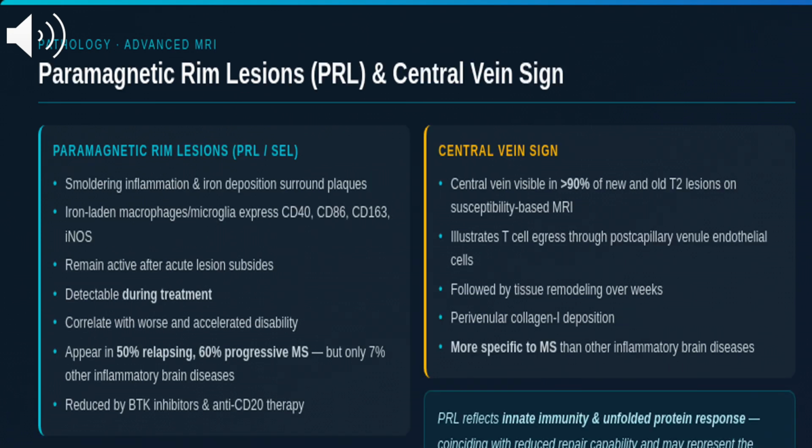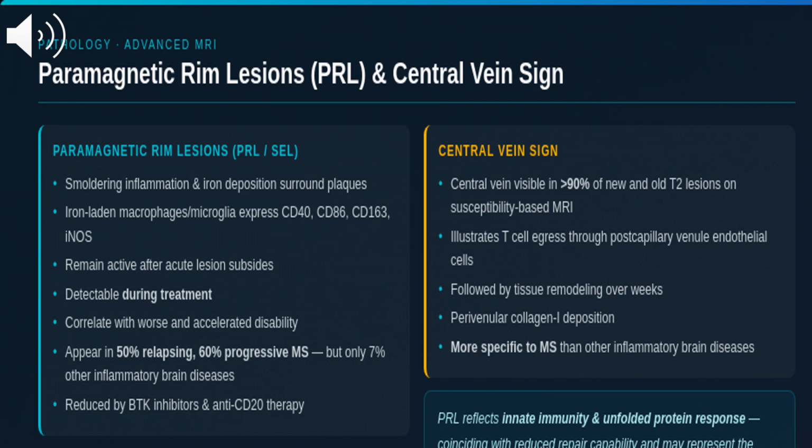2 advanced MRI findings deserve special attention because they are reshaping how we think about MS monitoring and therapy evaluation. Paramagnetic rim lesions and the central vein sign. Paramagnetic rim lesions, also called slowly expanding lesions or SEL, represent one of the most important advances in MS imaging in the past decade. On susceptibility-weighted MRI, these lesions appear as chronic plaques surrounded by a rim of paramagnetic material, iron deposited in activated macrophages and microglia at the lesion edge.